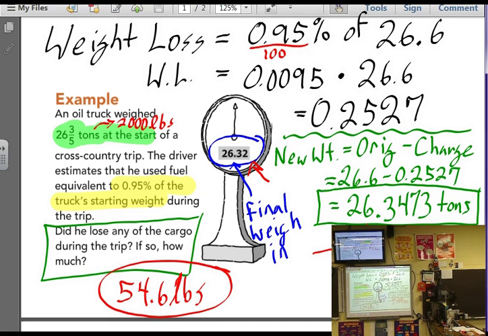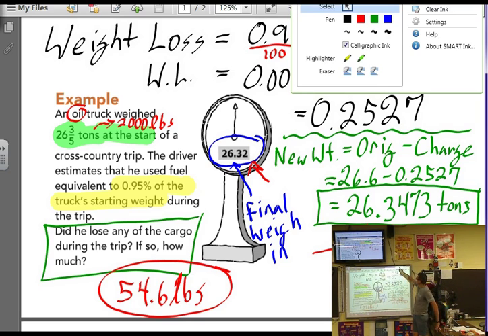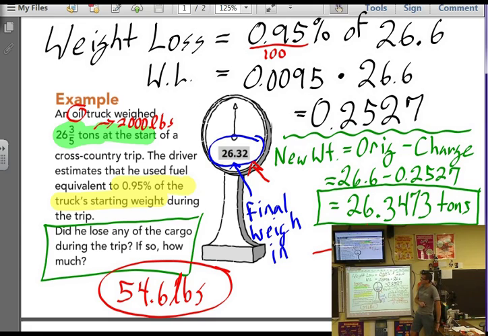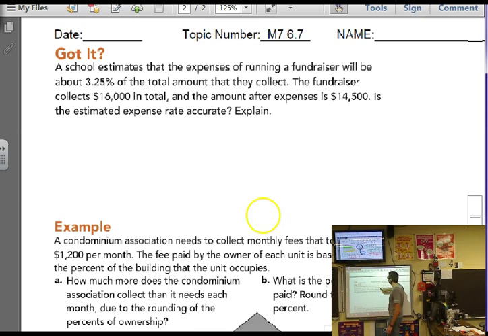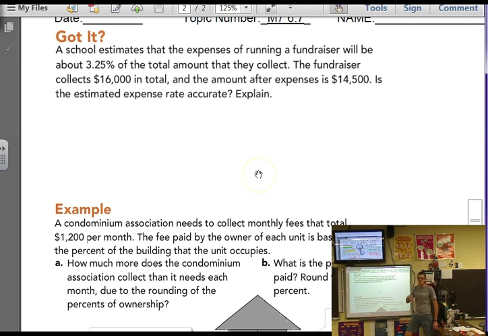When I compute, I find out that he lost almost 55 pounds of cargo, which is not good because 55 pounds of oil is a big deal. They normally sell oil in 55-gallon drums. A lot of times, well, water weighs 8 pounds per gallon. Oil would weigh more than that. But I mean, that's gallons of oil that were lost somewhere. So that would be quite important when looking at what happened on the truck's trip. Does anything need to be repaired or anything like that? So try this, got it on your own.